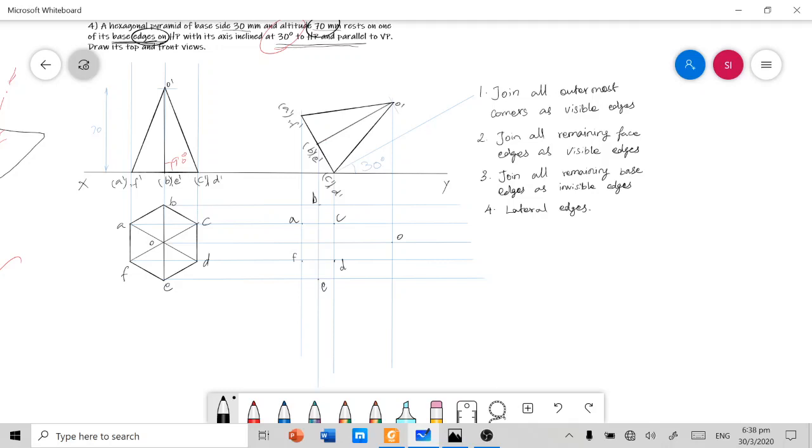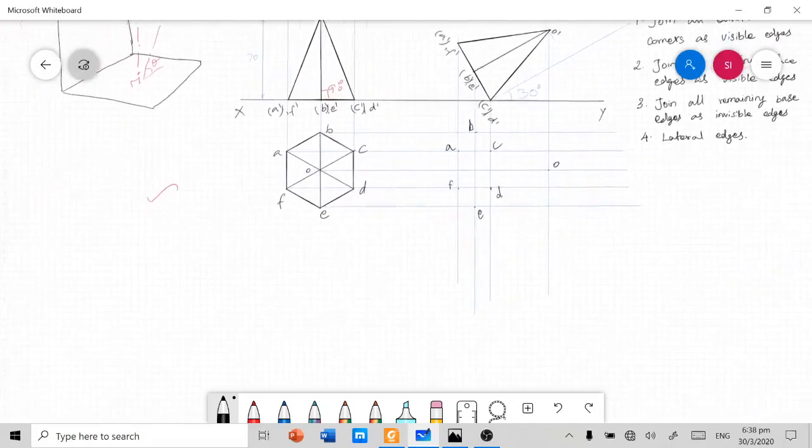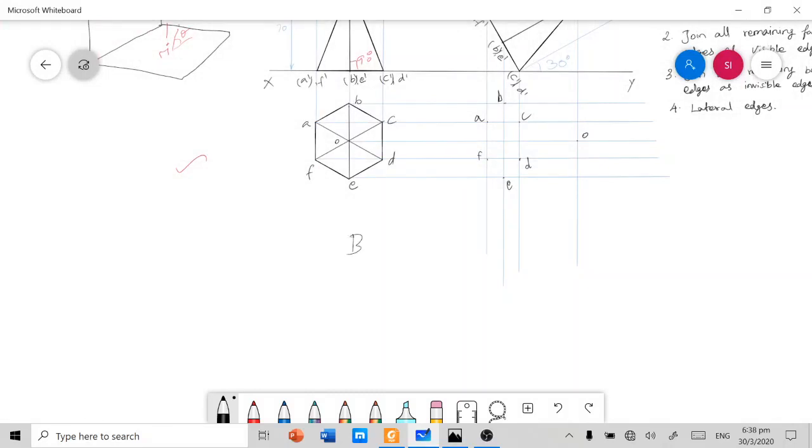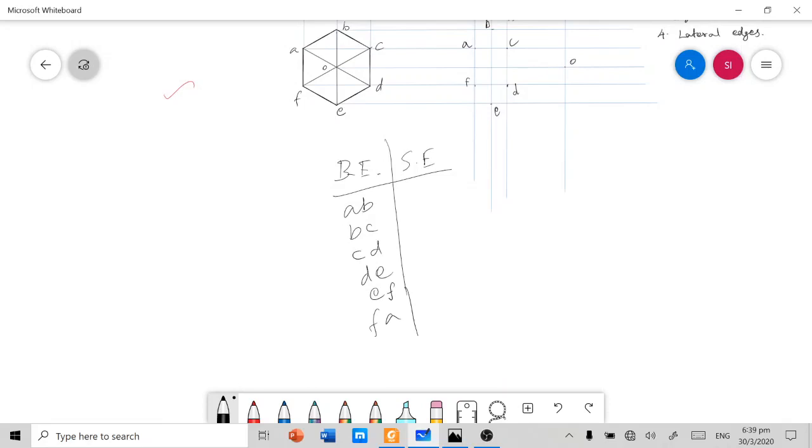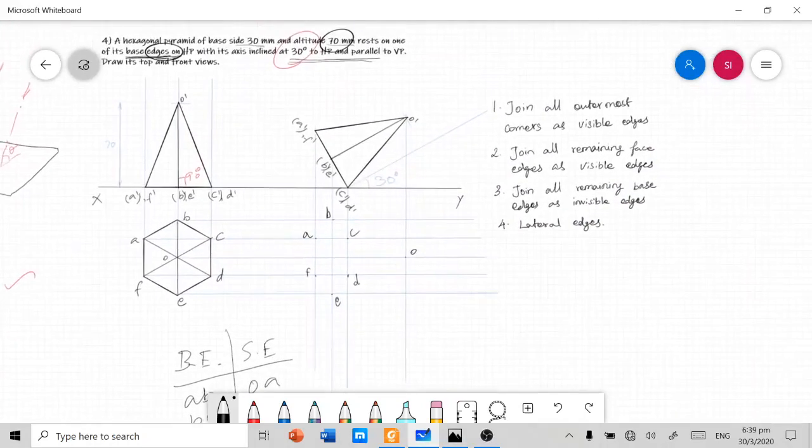Now we need to connect the various edges in the final view. Before that, we can have the list of various edges. This is actually a pyramid, so there are no face edges, but we have the side edges or slant edges. The base edges are AB, BC, CD, DE, EF, and FA, and the slant edges are OA, OB, OC, OD, OE, and OF. 6 base edges and 6 slant edges. As per the rules, we can join them.